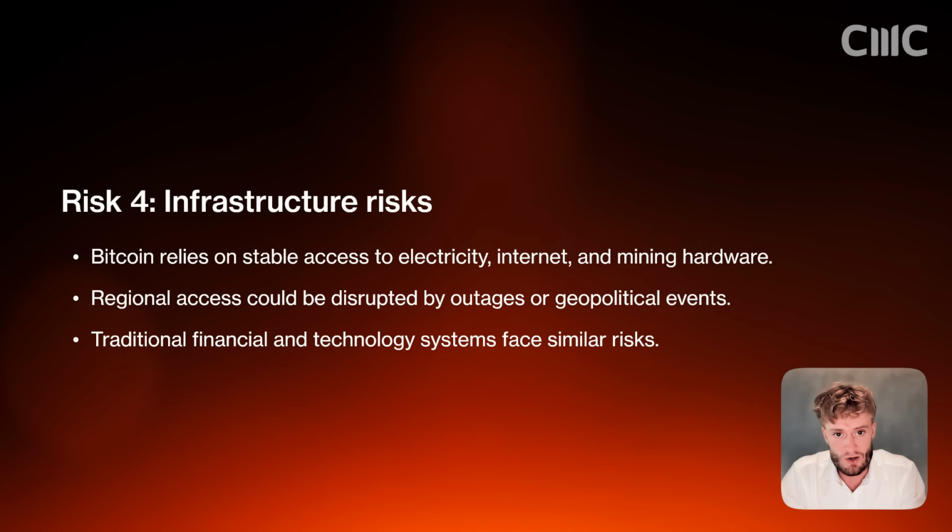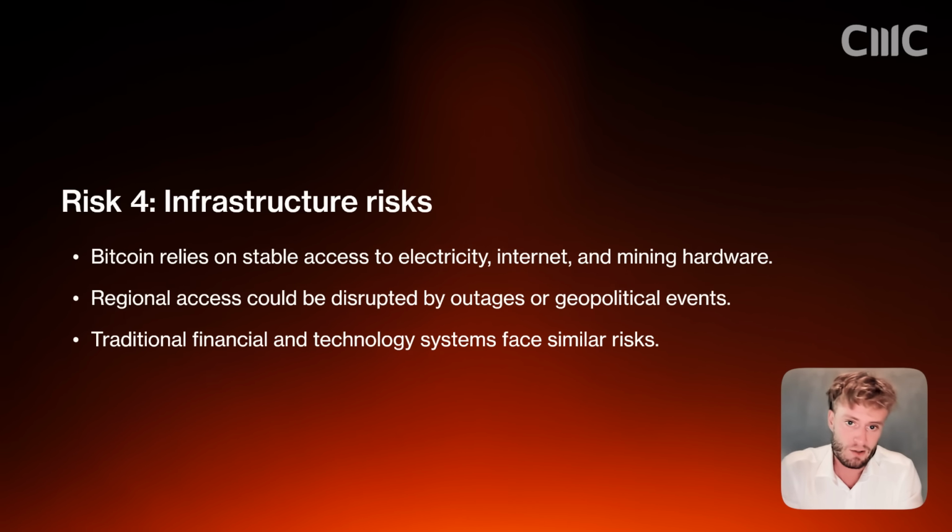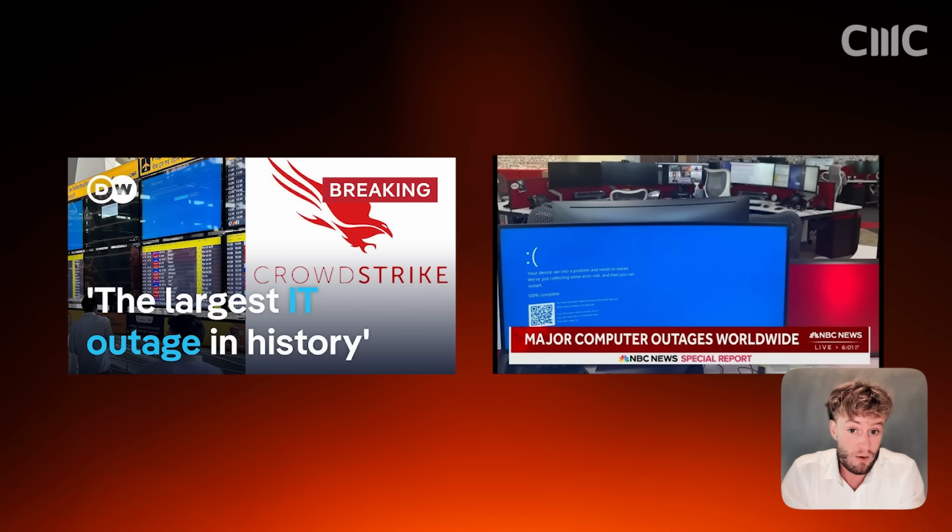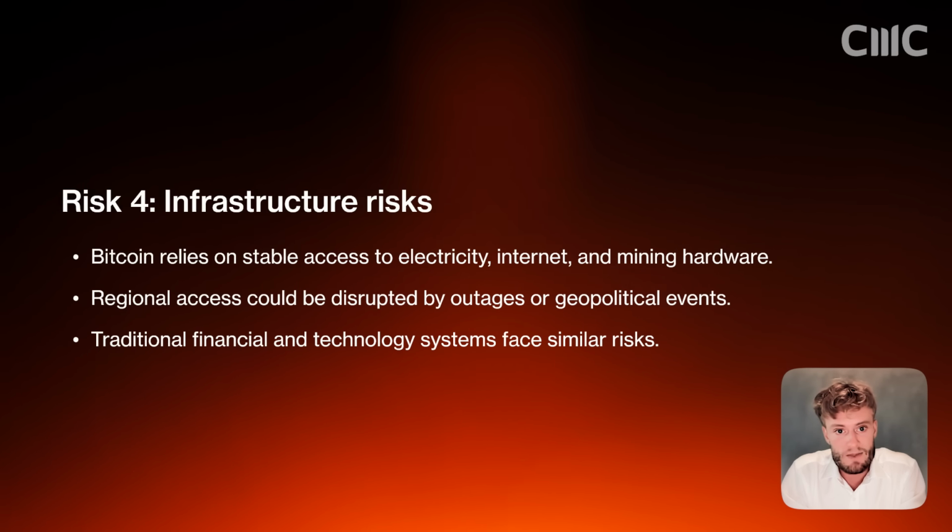Number 4, infrastructure risk. Bitcoin relies on a range of different pillars to work, including energy, the internet, and advanced hardware. In extreme cases, a major cyber attack, power grid failure, or geopolitical crisis could impact access to Bitcoin in some regions over the short to medium or even long term. That said, our existing financial system and other technologies have the same vulnerabilities.